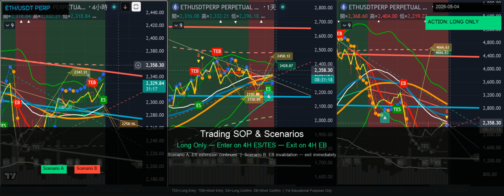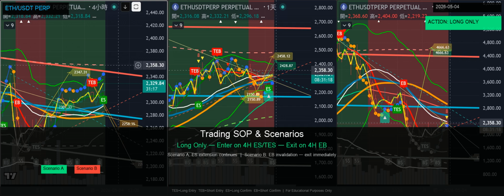If you want to go short, the system does not support shorting right now. All three timeframes are long biased. Shorting against a three-timeframe long confluence is a very low probability trade. Do not short until at least the daily flips to EB or TEB dominance. Now let's look at the two key scenarios.